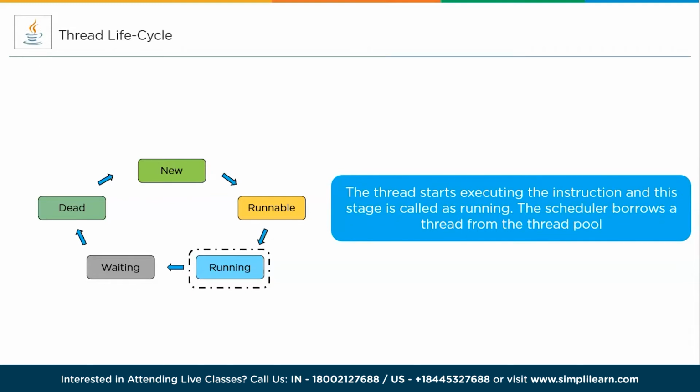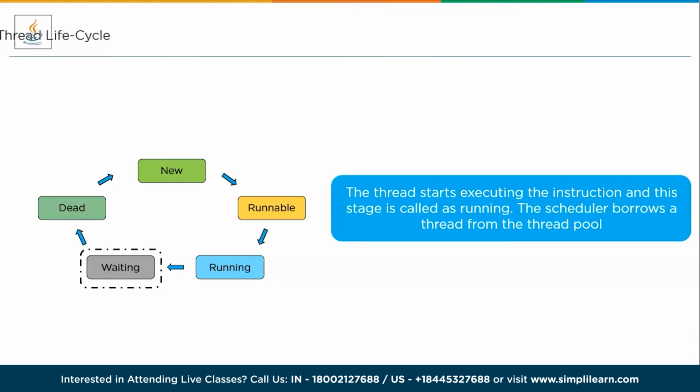Here, in the runnable state, it holds the potential to execute a task. Once the potential is given the order, then it starts executing the job. The thread starts executing the instruction, and this stage is called the running stage. The scheduler borrows the thread from the thread pool. The thread pool is where all the runnable or new threads are available, and once a scheduler gets the job, it borrows the threads from the pool and gets them running and gets the job executed.